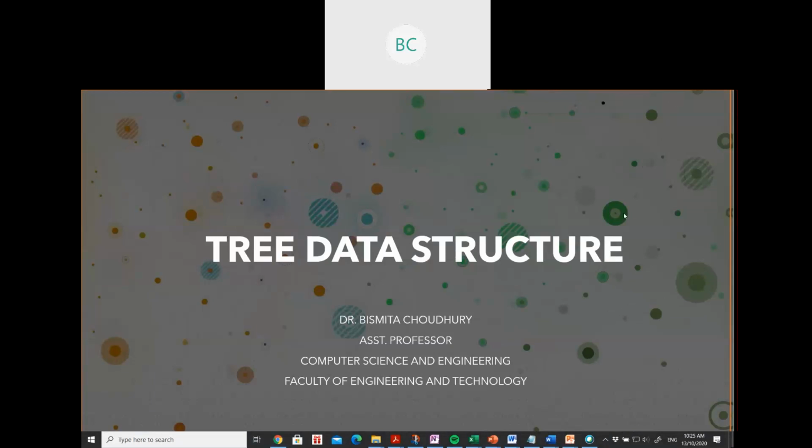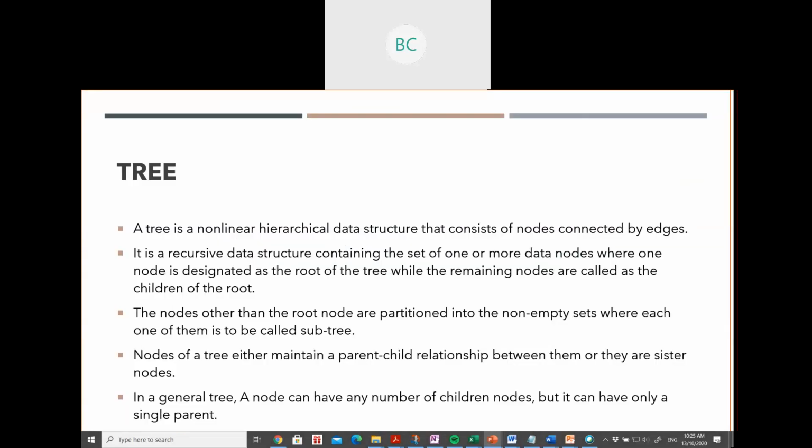So today we will learn about the tree data structure. Previously we mainly discussed stack, queue and linked list, and today we are going to try a new data structure. Tree is completely different from those. This tree basically follows a hierarchical data structure and it is non-linear. All the data are stored in the form of nodes.